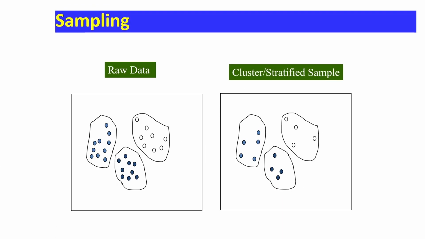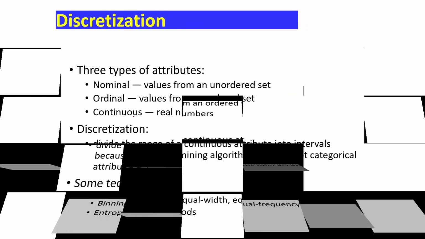You can see that this is called raw data, and this is called stratified sampling. Stratified sampling means we can use this one, this is another one. Similarly, this is one, this is one. These are the stratifications of data.